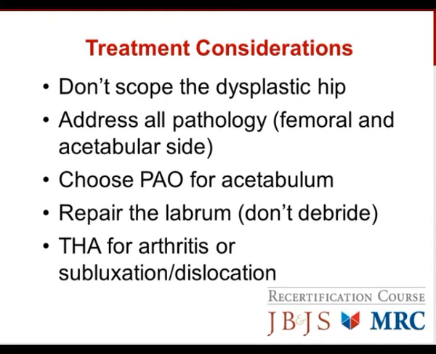Remember that you want to address all pathology. Most patients with dysplasia have both femoral and acetabular-sided pathology that needs to be addressed. On the acetabular side, the periacetabular osteotomy is going to be your treatment of choice. Anytime you have the option to repair the labrum, do that. You do not want to debride the labrum if given the option. And then, just like with FAI, if you have a patient who has substantial destruction of the joint with arthritis or joint space narrowing, then total hip arthroplasty is going to be the treatment of choice.